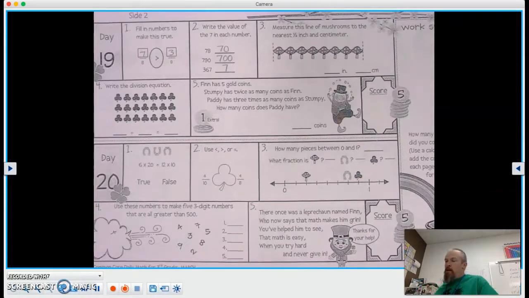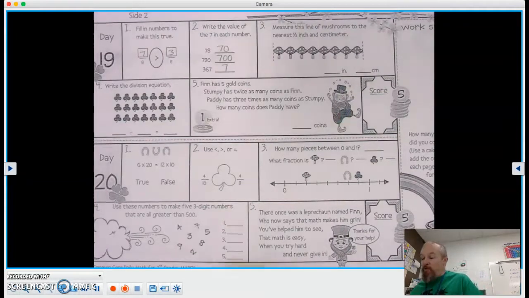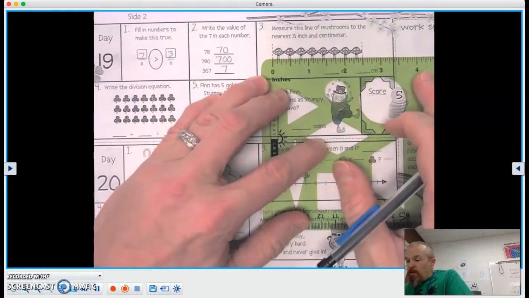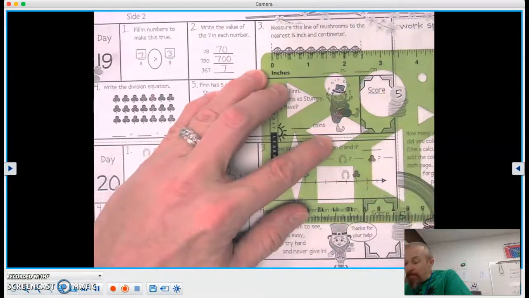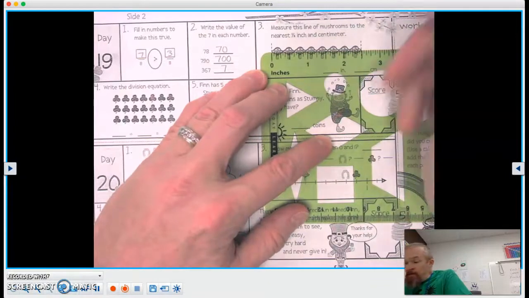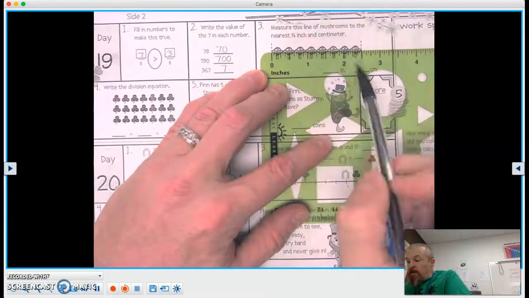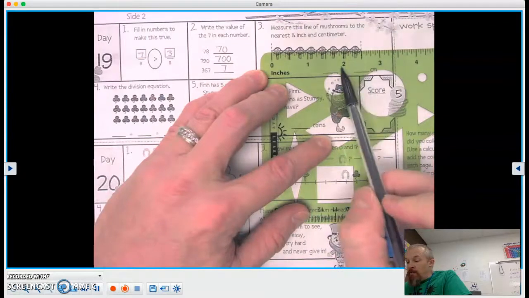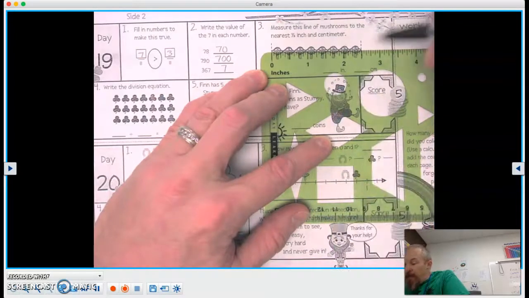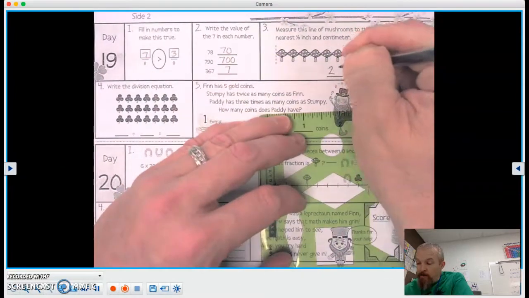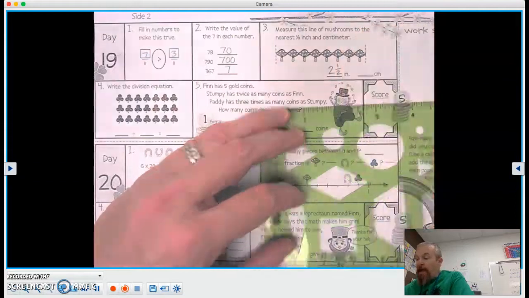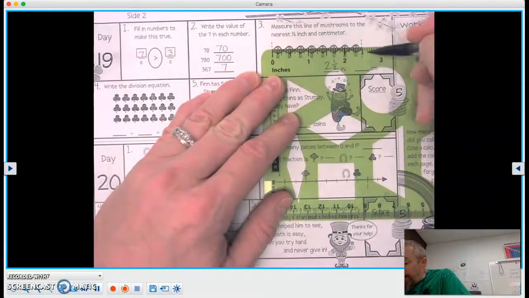Okay, let's see. Measure this line of mushrooms to the nearest ½ inch. Okay, so there we go. I line it up on my 0. And to the nearest ½ inch, I have 1 full inch. I have 2 full inches. I'm somewhere between 2 and 3 inches. I'm actually halfway, right? I am halfway between 2 and 3. So therefore, it is 2½ inches. That is right on that halfway mark.